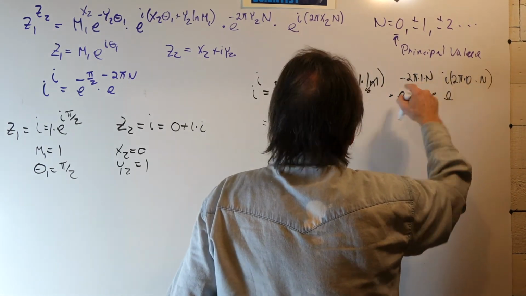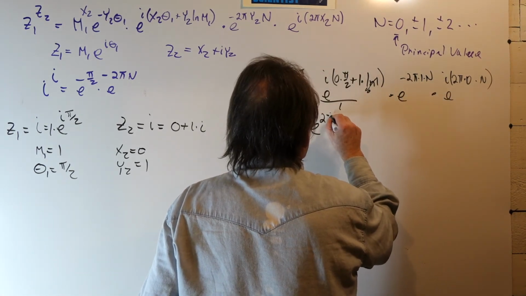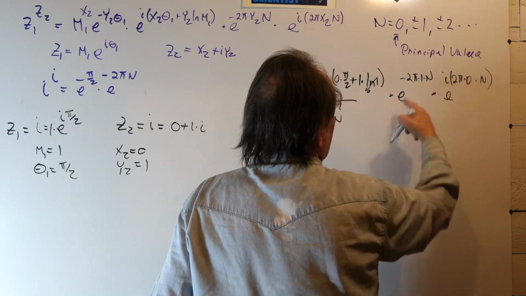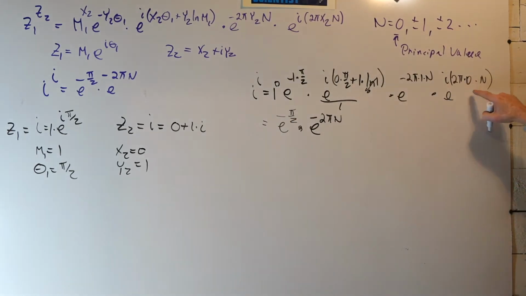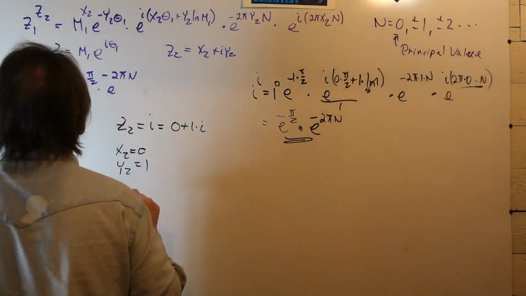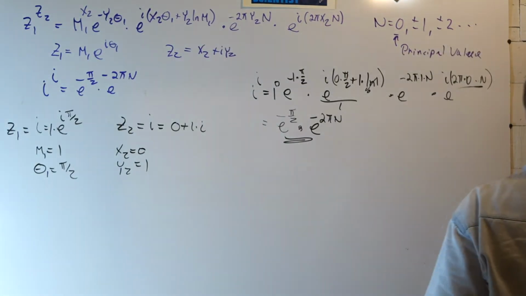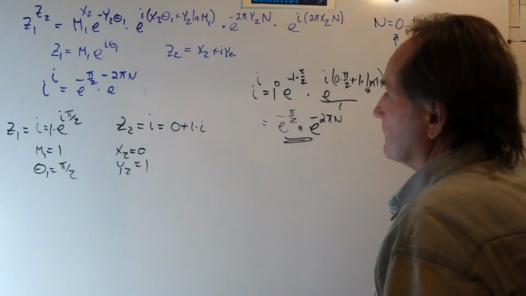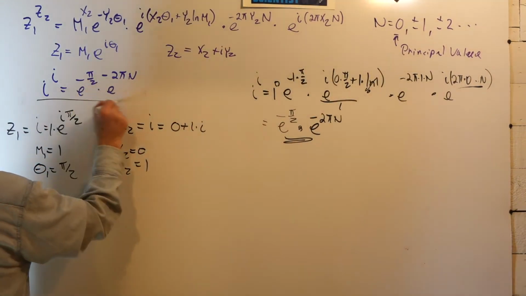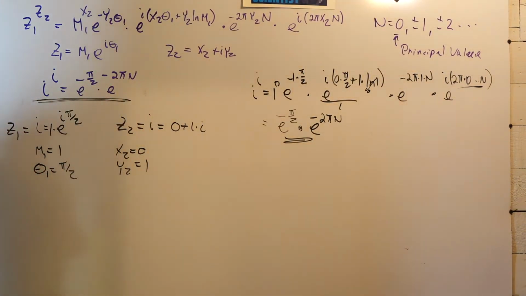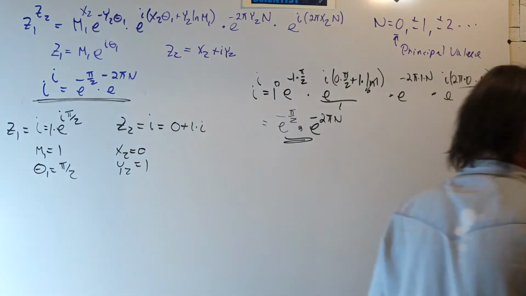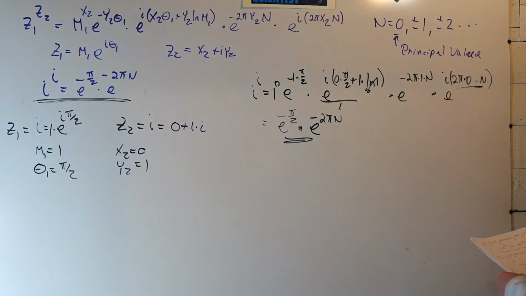And then we have e to the minus 2 pi n from here, and the exponent here is multiplied by 0, so it's e to the 0, which is 1. So here's our value, and it agrees with what we started out with. So the formula does reduce down to give us exactly what we had before.